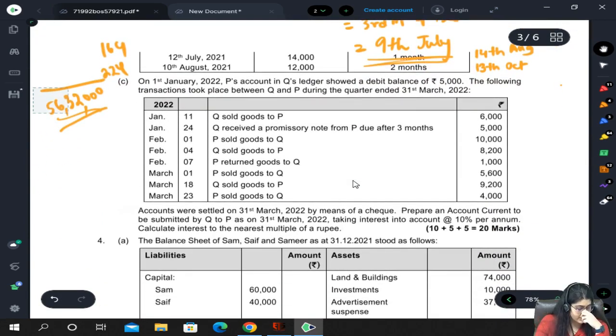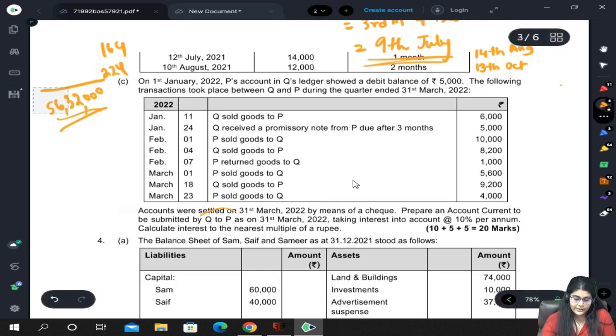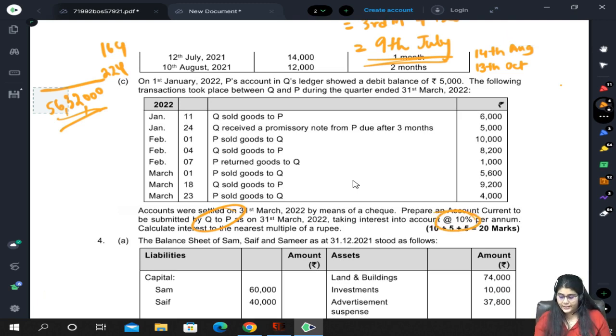On 1st January 2022, P's account in Q's ledger showed a debit balance of 5,000. The following transactions took place between Q and P during the quarter ended 31st March 2022. Accounts were settled on 31st March by means of a check. Prepare an account current to be submitted by Q to P as on 31st March, taking interest into account at 10% per annum. Calculate interest to the nearest rupee.